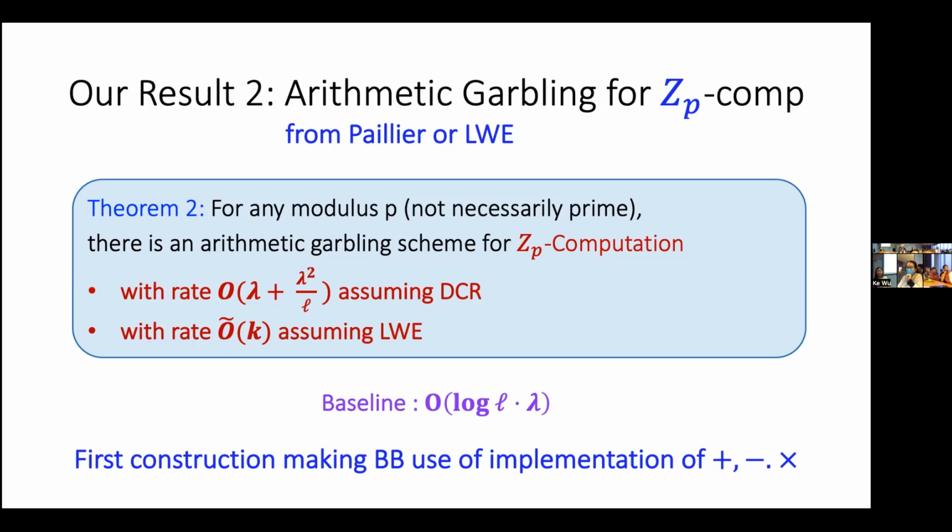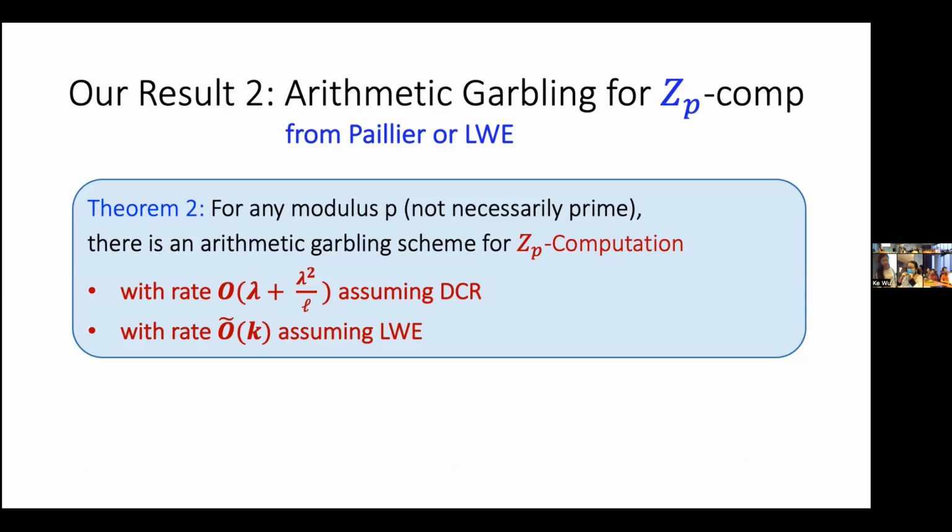But what's nice about this is that it's the first time that we can actually garble without making non-black box use of the implementation of addition and multiplication. And I think this gives much more flexibility. And this is for all depth arithmetic circuits or? Yeah, arbitrary depth arithmetic circuits. What is K? K is the LWE dimension. Oh, so how does the result compare with the first result? The first one is not for Z_p. The first one is for bounded integer. Oh, okay. Yeah.